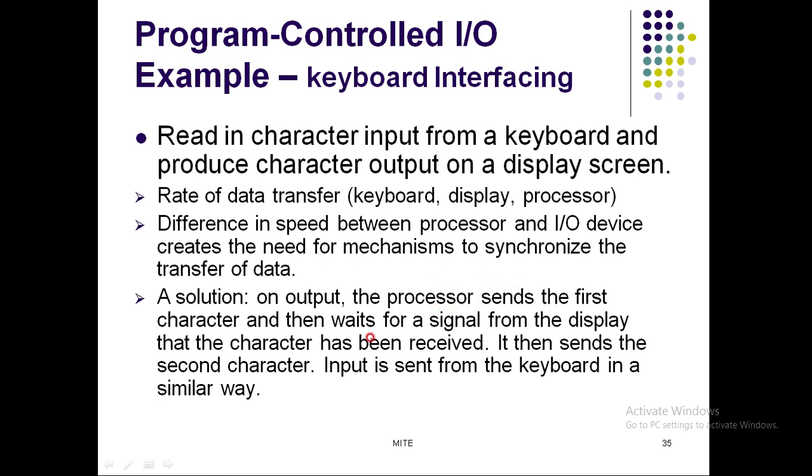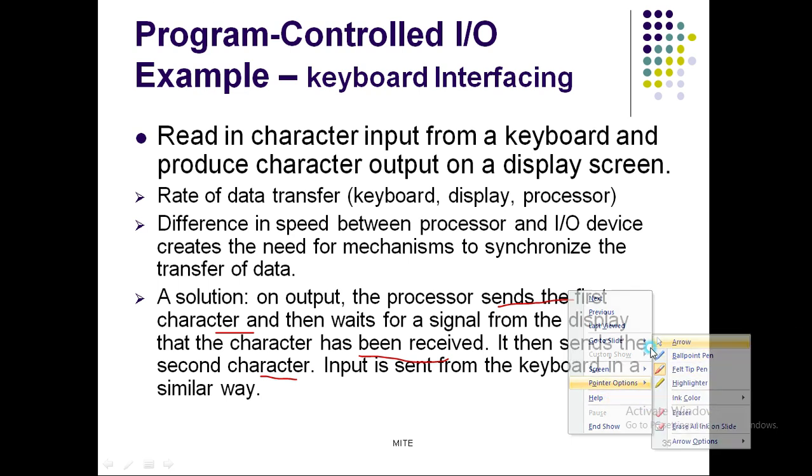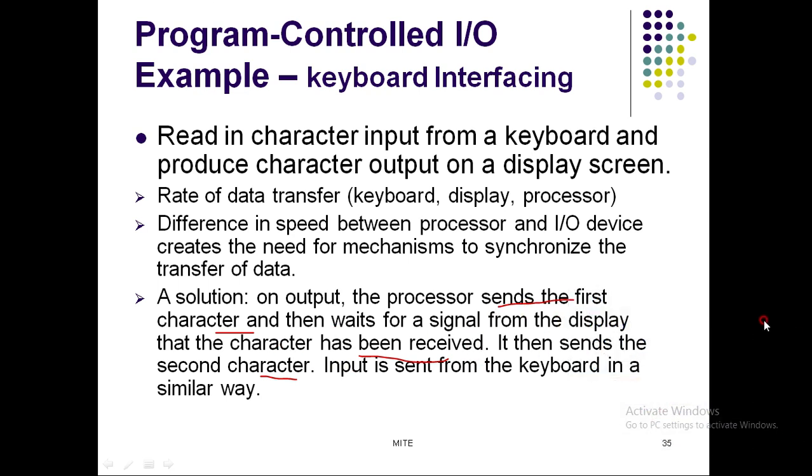Okay, so a solution is this: the processor sends the first character and then waits for the signal. So the processor will send the first character, then wait for a signal from the display, and once it has been received, it will send the second character. So along with the buffer, you also need to have a feedback mechanism, an acknowledgement mechanism wherein the display will send feedback to the keyboard. That is very important.